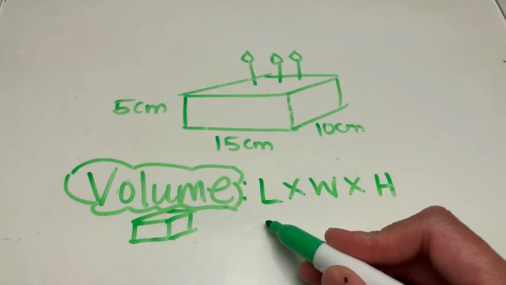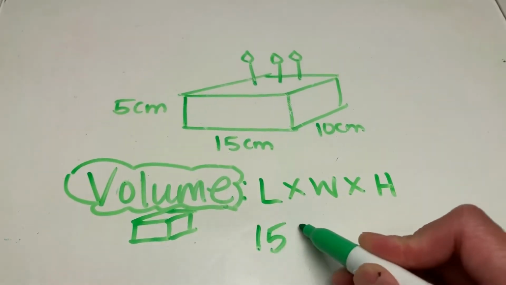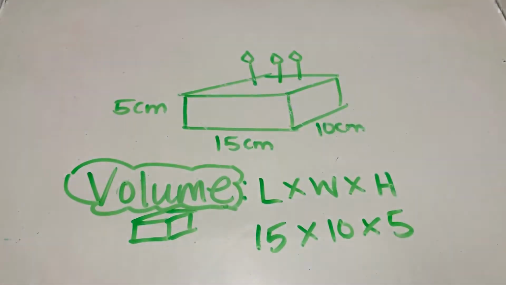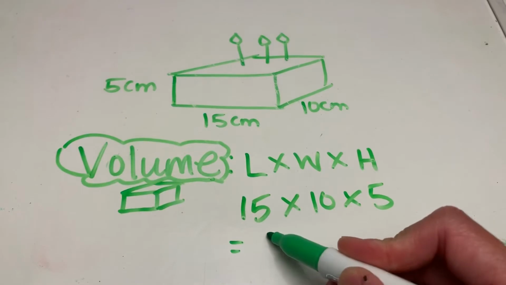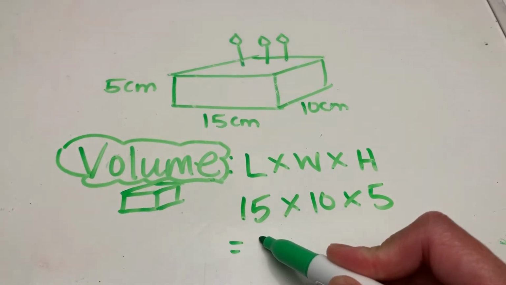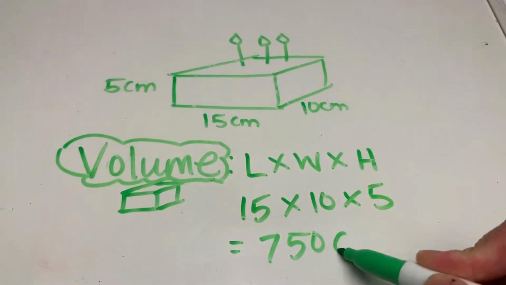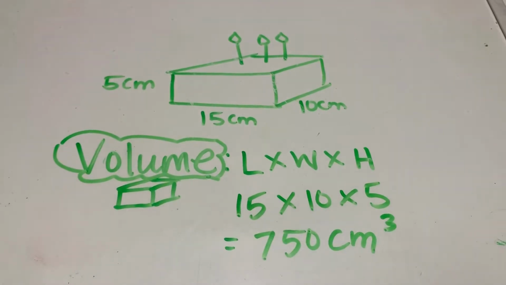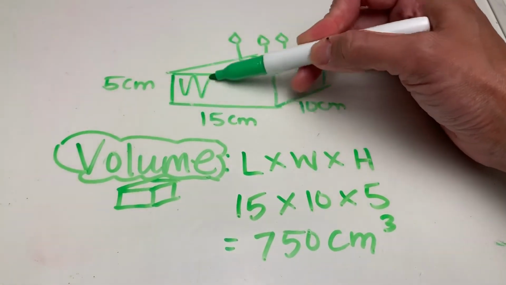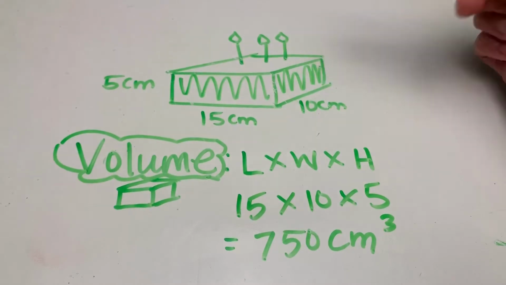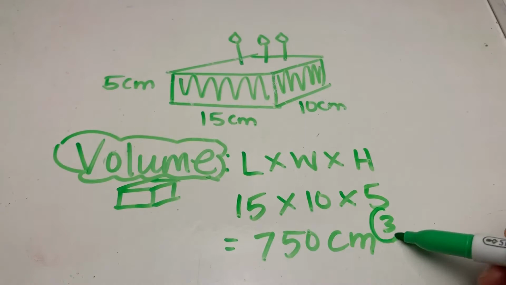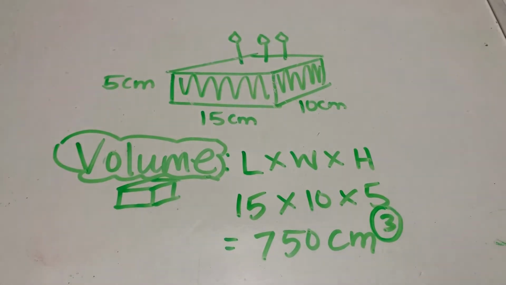So I'm going to plug in my numbers here. 15 times 10 times the height, which is 5. So I'm using my dimensions given. And then I come up with my answer, 750 centimeters cubed. Okay. Don't forget, when you are calculating the volume, we are taking the measurement of the inside of the actual shape, and you must put the unit of measurement, which is cubed.